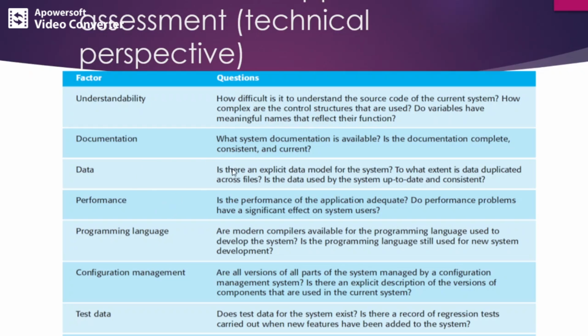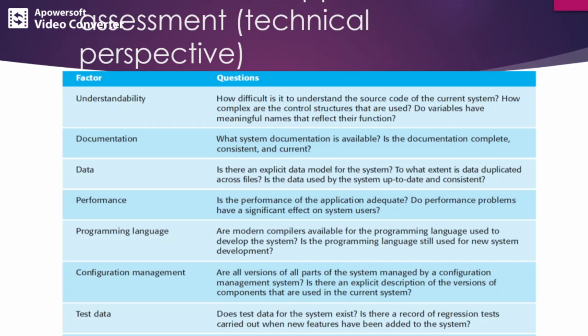Next, data. So, is there an explicit data model for the system? You need to see whether there is an explicit data model for your system. So, you have some data models you have used, isn't it? To what extent are data models like your database schemas used? To what extent is data duplicated across files? So, you need to see that data, or the raw material, is being duplicated in different files. So you need to look for that.